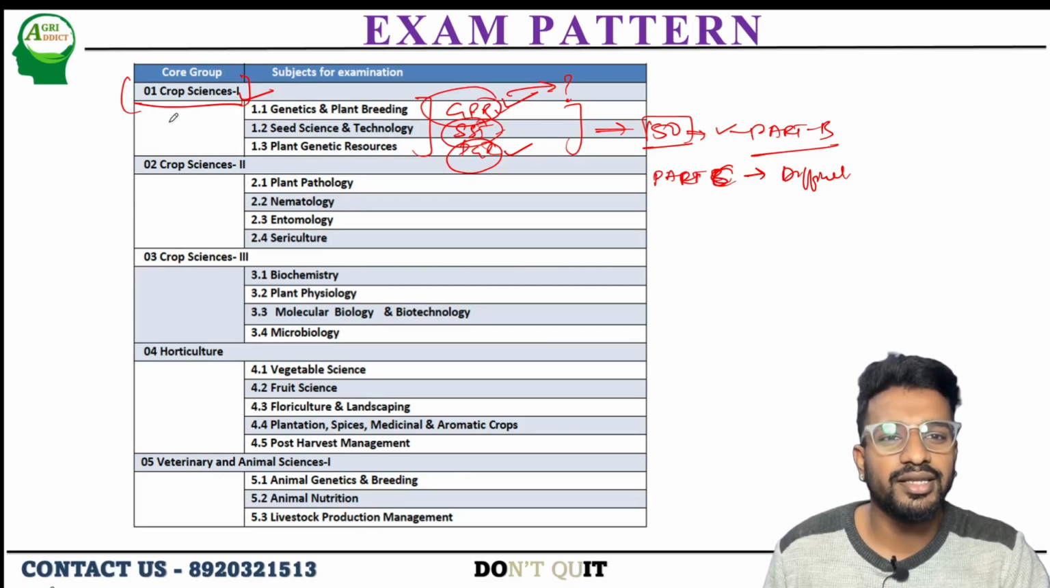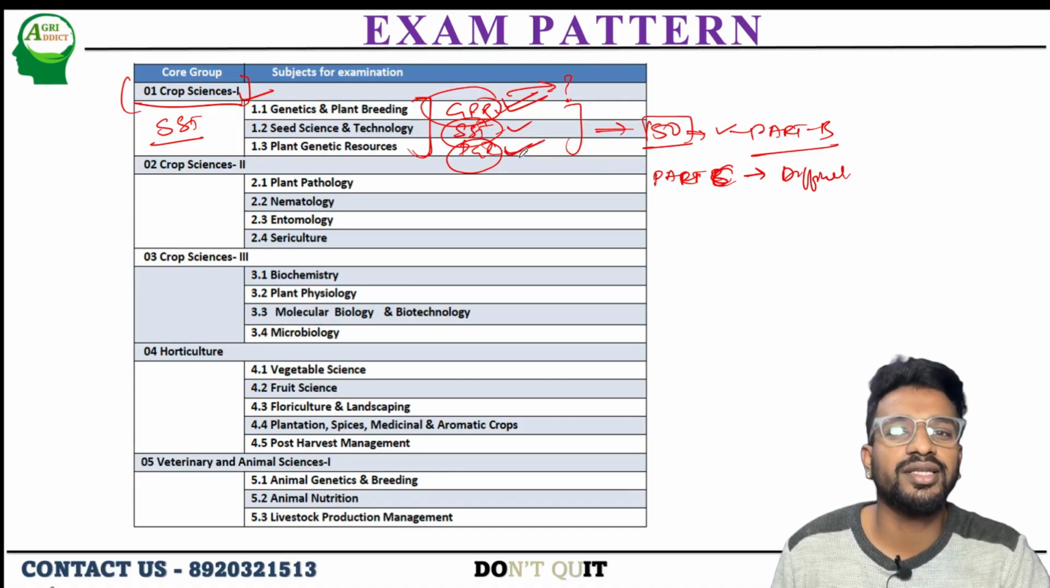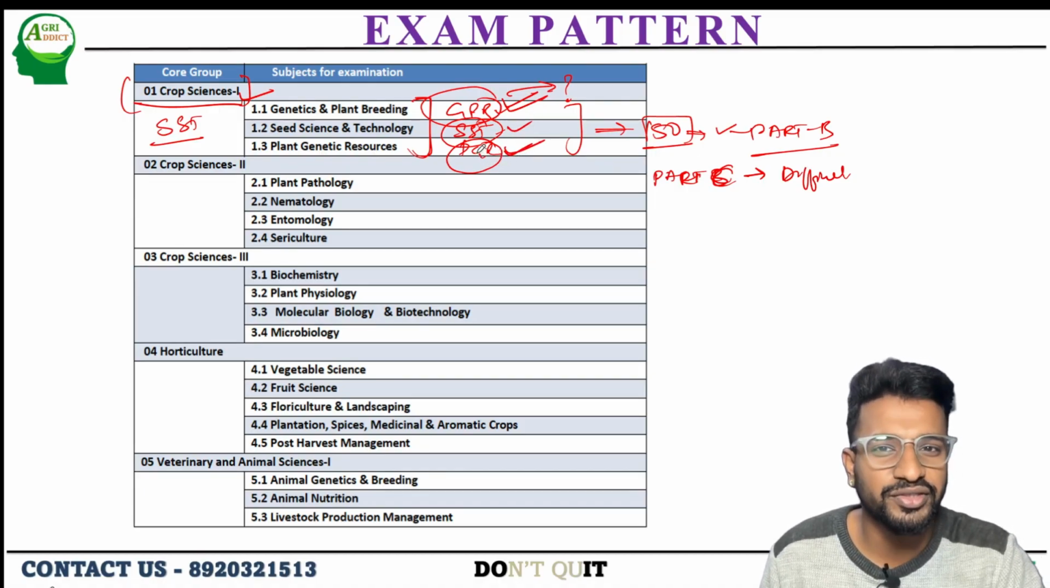So this is regarding seed science and technology. This part B is the same for the students who are giving the exam in GPB, SST and PGR. All the 3 category students will be getting the same questions in part B.